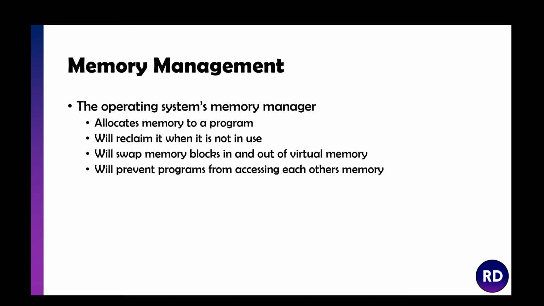So, memory management. The operating system's memory manager allows us to allocate memory to a program, and when we close that program, it has a thing called a garbage collector, which essentially gets that memory back. It then swaps memory blocks in and out of virtual memory, so that's when we use the hard disk. And it'll prevent programs from accessing each other's memory, so programs can't spy on other programs.